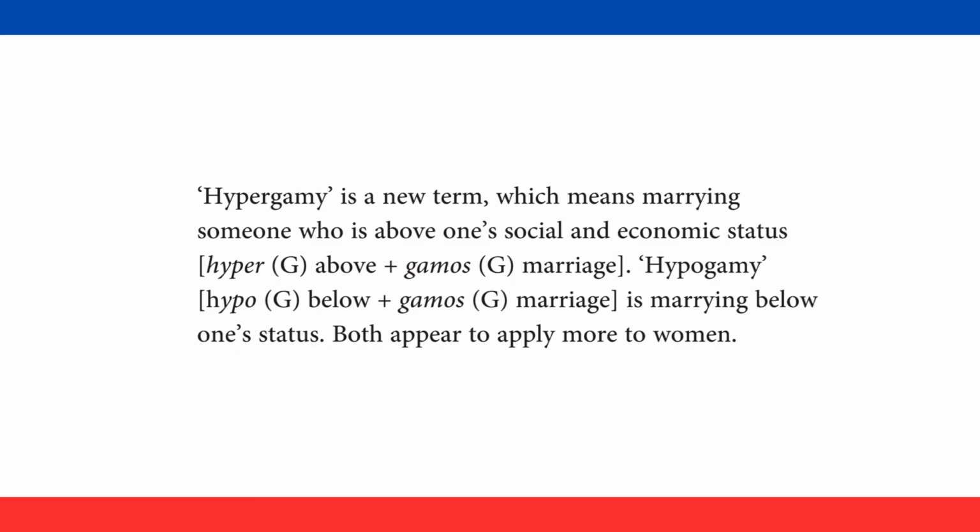Hypergamy is a new term, which means marrying someone who is above one's social and economic status: hyper, Greek for above, plus gamos, Greek for marriage. Hypogamy: hypo, Greek for below, plus gamos, Greek for marriage, is marrying below one's status. Both appear to apply more to women.